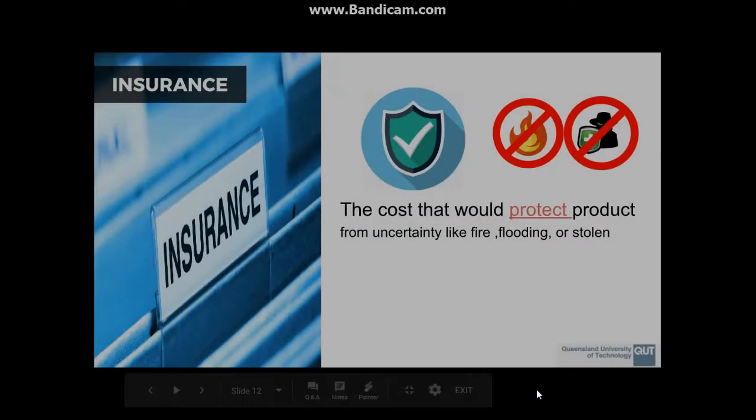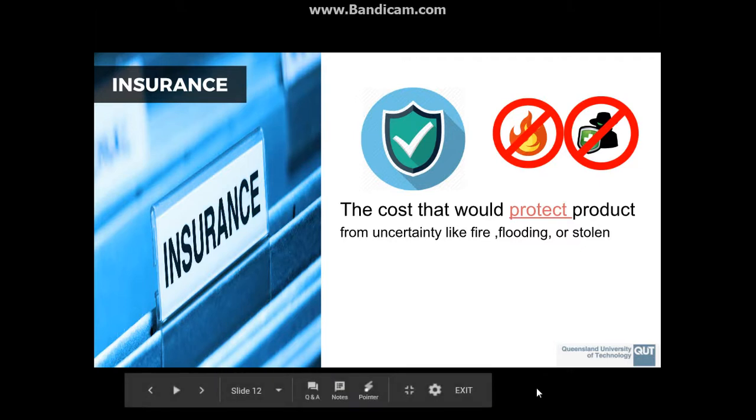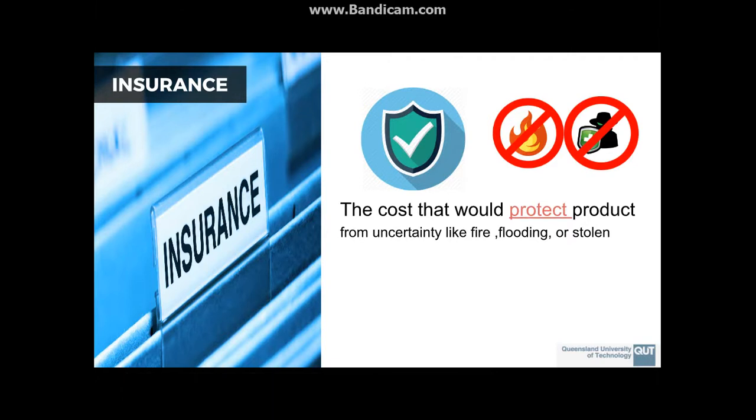And next is the insurance cost, which protects your product from uncertain situations, for example fire, flooding, or theft. But the cost depends very much on the type of product. For example, you can compare a diamond and a pair of shoes. Of course, the insurance cost will be very different.